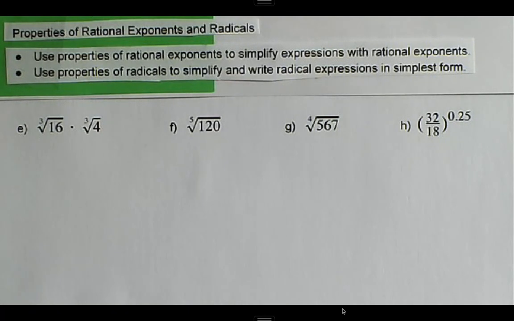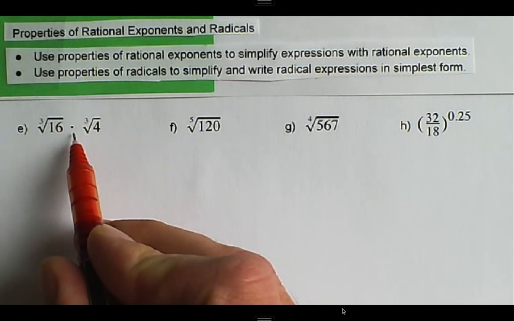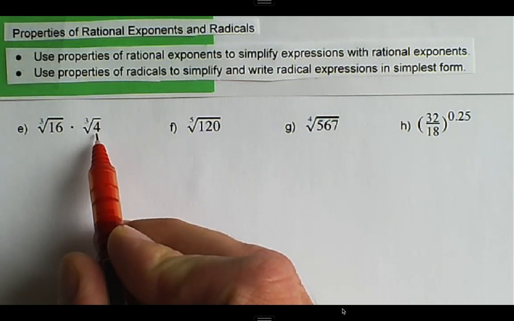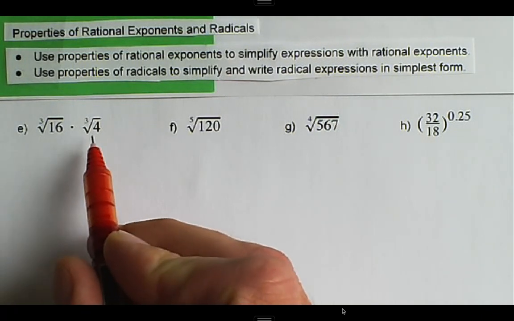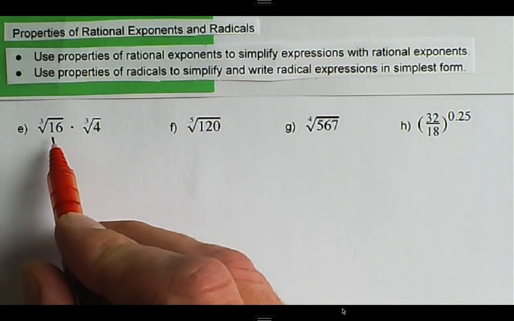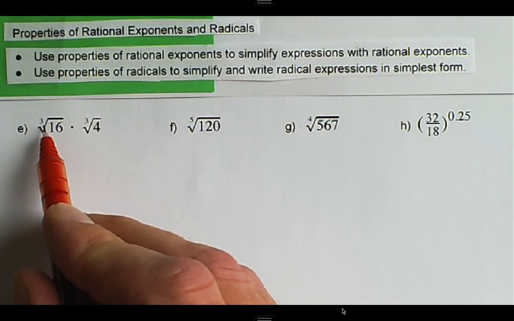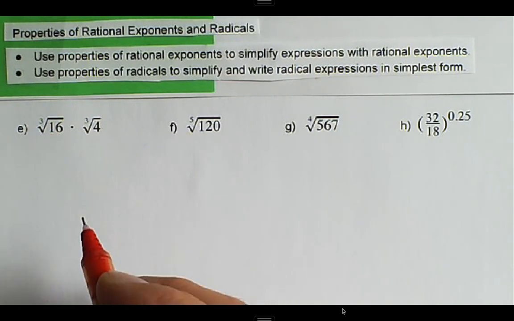We are talking about properties of rational exponents and radicals, and we're simplifying radical expressions. So here we have the cube root of 16 times the cube root of 4, and for each one of these it is not going to work. But what we could do is try to rewrite these in a way that would make it so that we could take some things out of the radical.